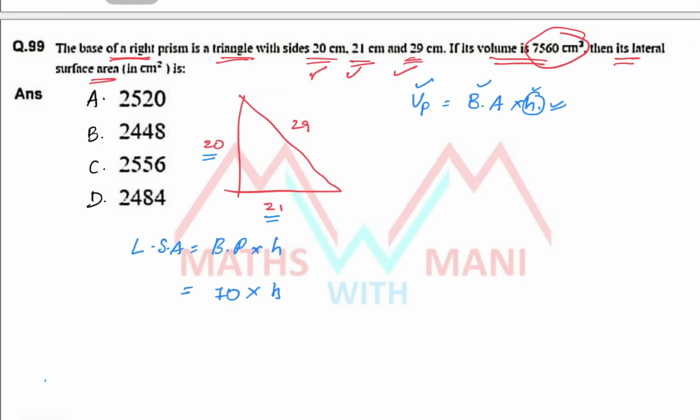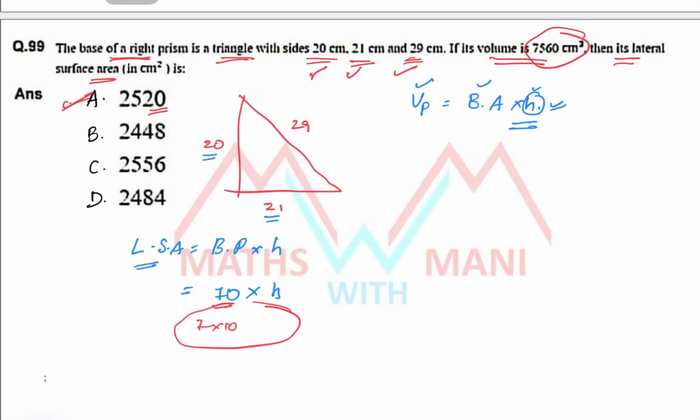But without calculating the value of h, I can directly find the value of lateral surface area. How? Here 70 means 7 into 10. So finally, the final answer of lateral surface area should be a multiple of 10. Multiple of 10 means definitely unit digit 0. So in which option is the unit digit 0? Only the first option. So the first option is correct. I can put it directly.